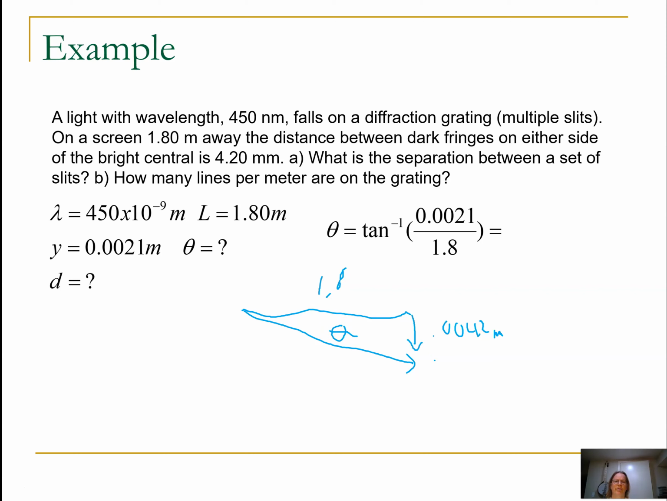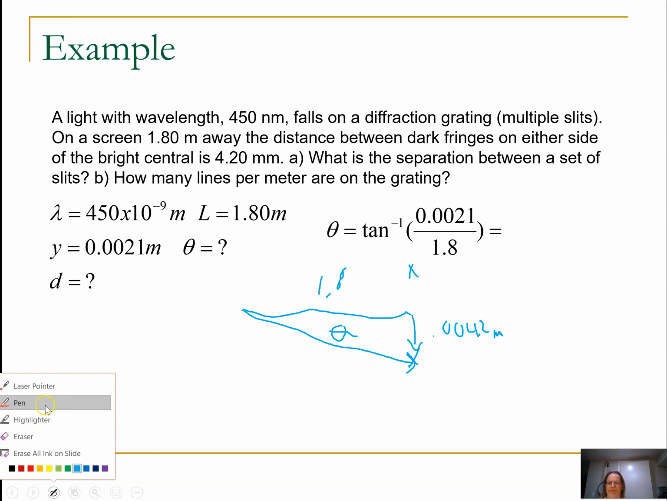Where is the 0.0021 coming from? Am I nuts? Distance between the dark fringes. Oh, they're doing the halves. You have to be a reader to do this job. So the dark fringes here and here are 0.0042 apart, making that 0.0021 to there. That's why it's the 0.0021.